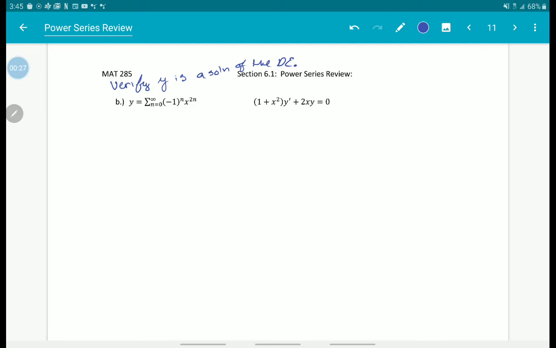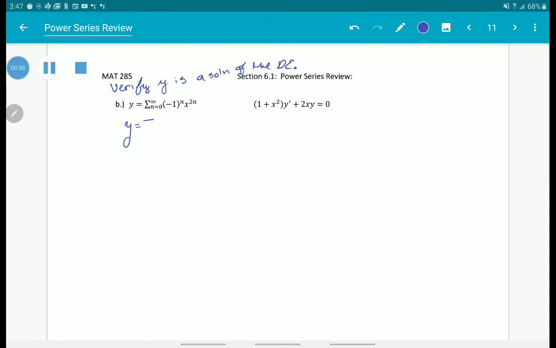So remember, when we want to verify a solution, all we do is we make substitutions into the differential equation. So this is first order. We do have to take a derivative here. So if we were to take the derivative of this guy, let's write out a few terms so we can actually see what that derivative is going to look like.